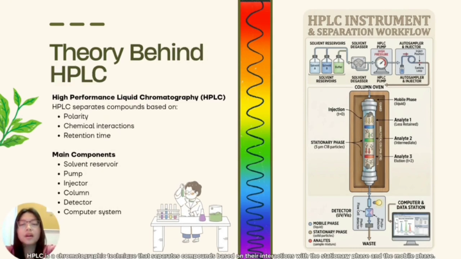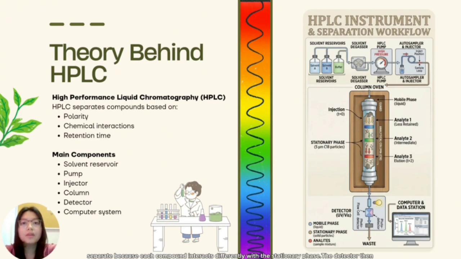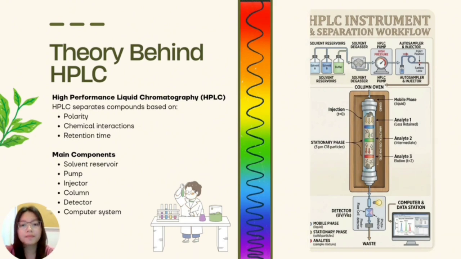Now we will talk about the theory behind HPLC. HPLC is a chromatographic technique that separates compounds based on their interaction with the stationary phase and the mobile phase. The main parts of an HPLC instrument include a solvent reservoir, pump, injector, chromatographic column, detector, and computer. The pump pushes the mobile phase through the column under high pressure. As the sample travels through the column, different compounds separate because each compound interacts differently with the stationary phase. The detector then records each separated compound as a peak on the chromatogram.